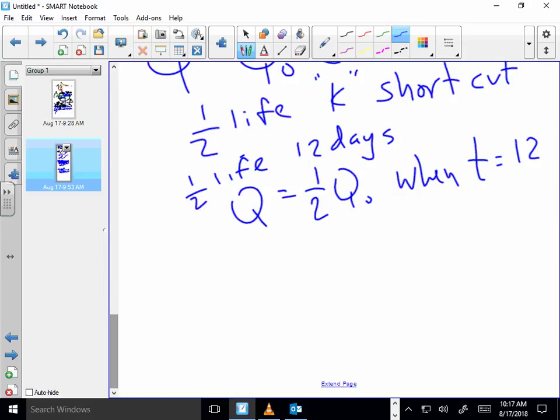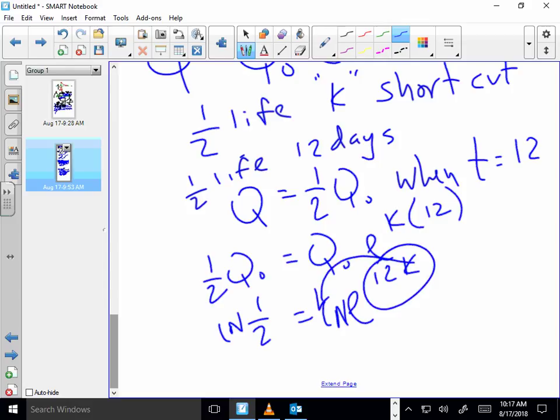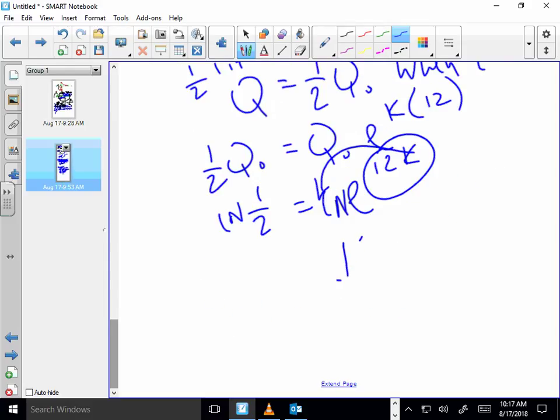And I can go through this process of plugging those values in. 1/2 Q sub O equals Q sub O e to the k times 12. And then I'd divide both sides by Q sub O, and so I'd have a half here. And then I'd take the ln of both sides, and then I'd bring this down, and I'd end up with k equals ln of a half, because we're talking about half-life, divided by 12.